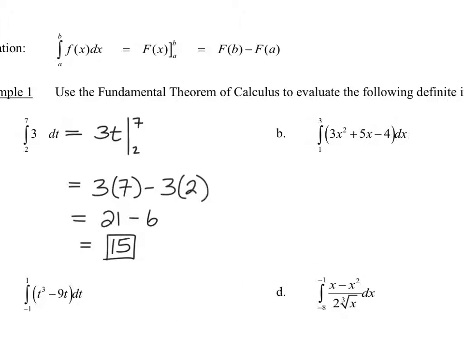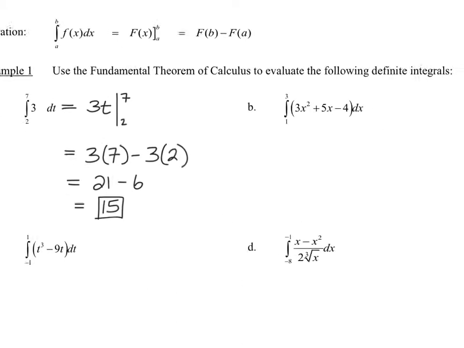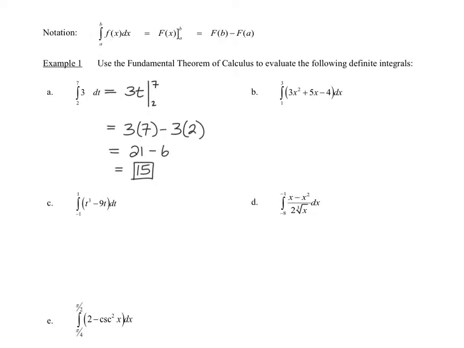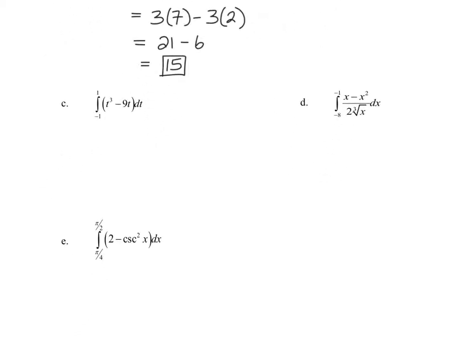So what this means is that there really is no difference in difficulty between a question like A, which was very simple, and a question like E, which would require you to do an identity substitution, perhaps. Well, actually, in that case, it's not bad because if you have the negative cosecant squared, the antiderivative of negative cosecant squared is what?